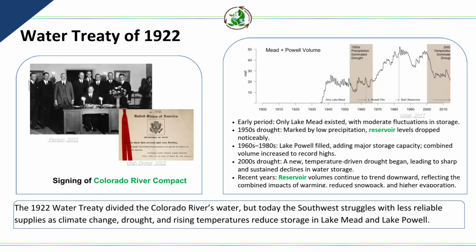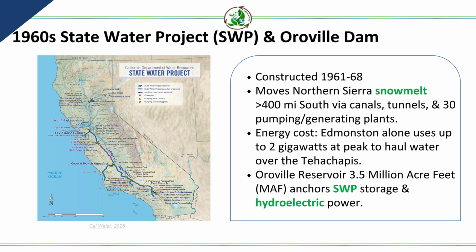Even though the 1922 Water Treaty divided the Colorado River fairly, the Southwest now faces serious challenges. Cities and farms that rely on these reservoirs must adapt to changing conditions caused by climate change and ongoing drought. Now let's look at the State Water Project and the Oroville Dam, built in the 1960s.